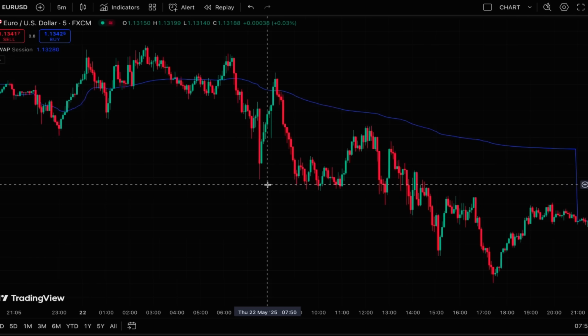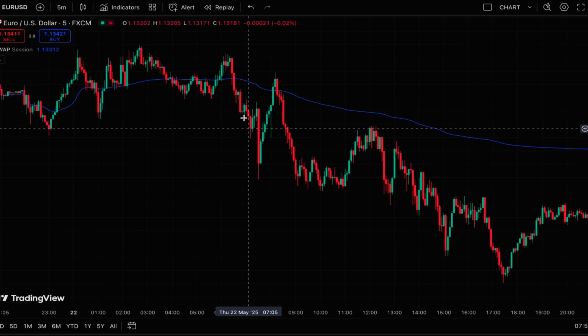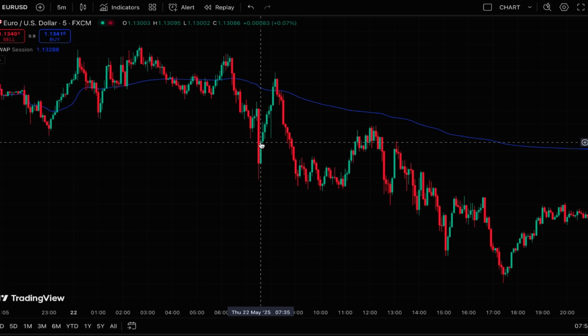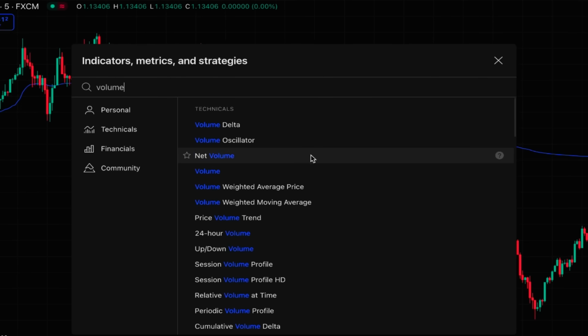For example, here in this part, you can see that we have a very sharp break of the VWAP line and the price declined very sharply, which is nearly vertical. And these sharp movements of the price usually happen with high volume. Let me add volume to our chart so we can better analyze it. We add this one, just an ordinary volume indicator.